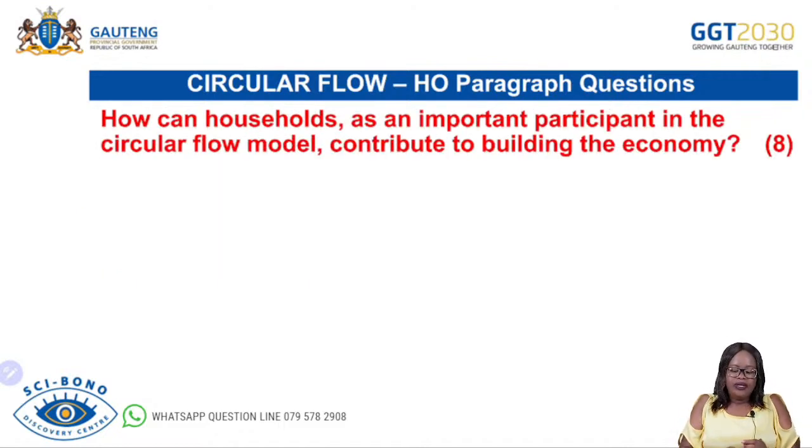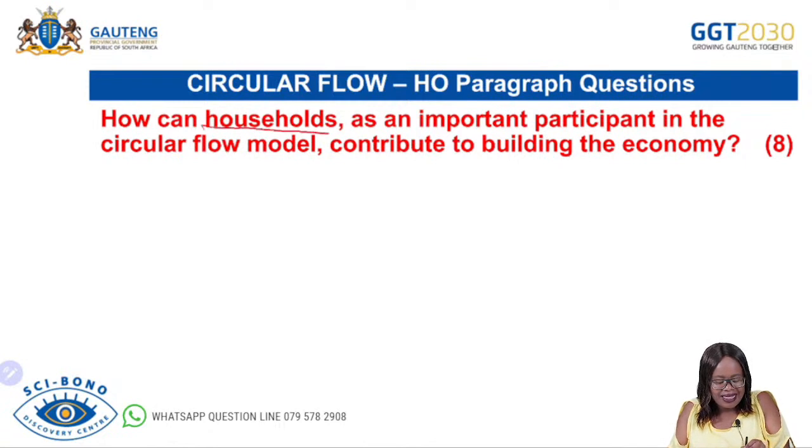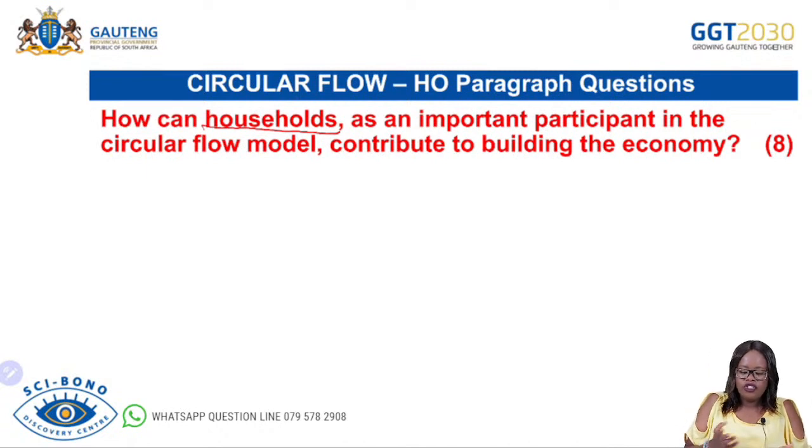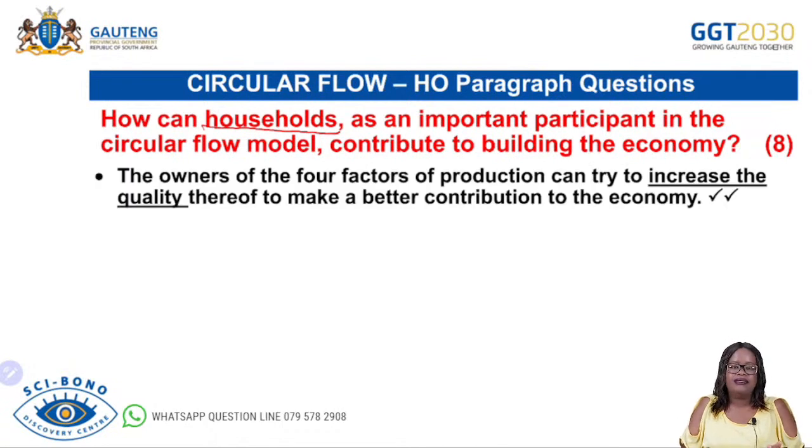Now, we look at the following question, which says, how can households, as an important participant in the circular flow, contribute positively to building the economy? And that is also for 8 marks. Now, we have been saying that the households are going to be the owners of the factors of production. As primary owners of the factors of production, households may try to increase the quality of their factors of production.